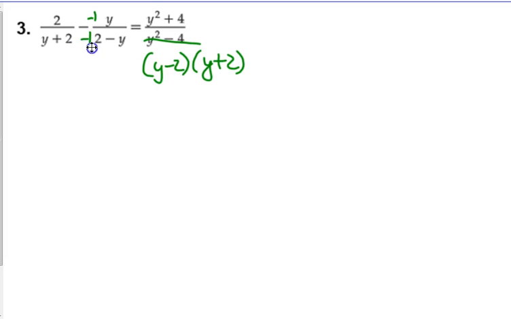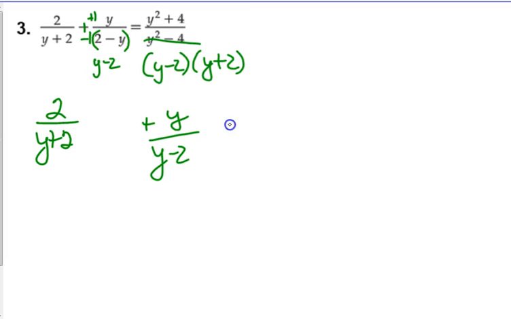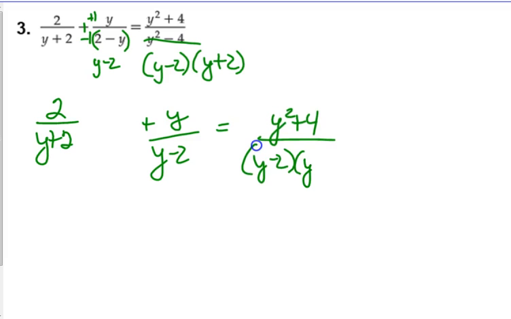What will happen on the bottom, this will become a negative 2 plus y, or y minus 2. On the top, I have minus a negative 1y, which will become plus positive. So now I have 2 over y plus 2 as the first term, plus y over y minus 2 as the second term, and y squared plus 4 all over y minus 2, y plus 2 as the third term.